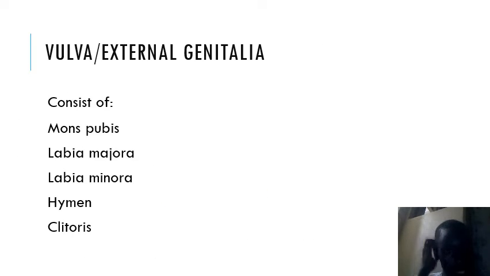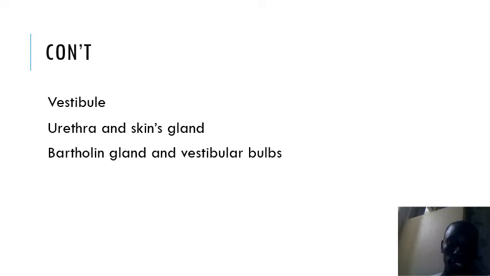Now let's look at which structures make up the vulva or the female external genitalia. One of them is what we call the mons pubis, commonly known as the mountain of love, the labia majora, labia minora, the hymen, the clitoris, the vestibule, urethra, and what we call the Skene's gland. Skene's gland is also known by an alternative name, the Bartholin gland, and then the vestibular gland.